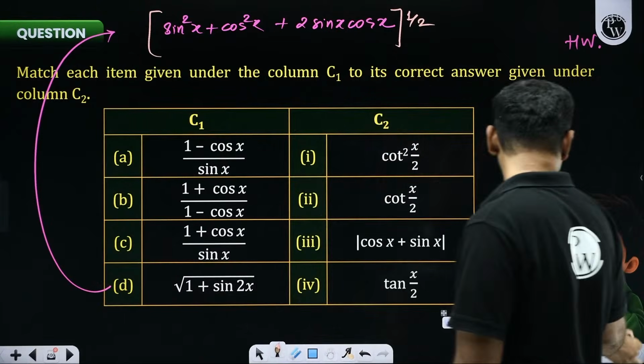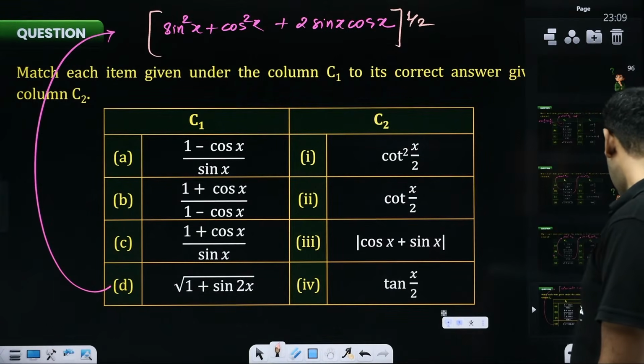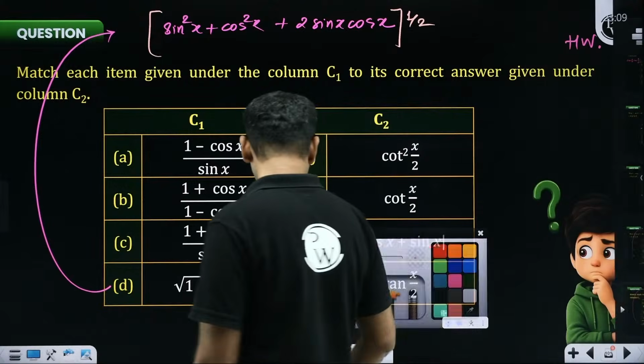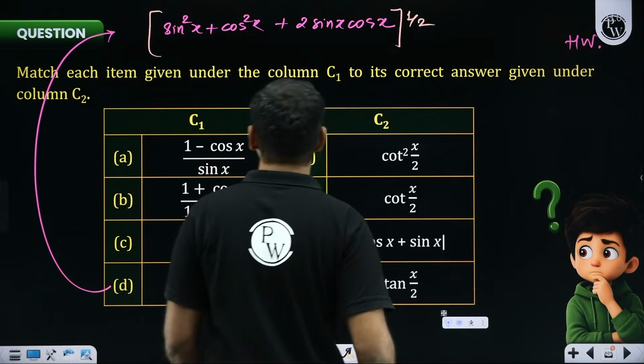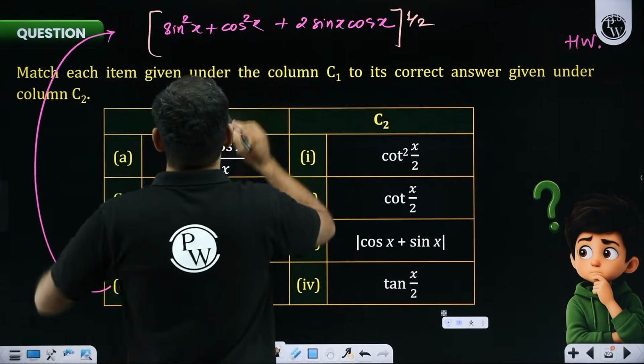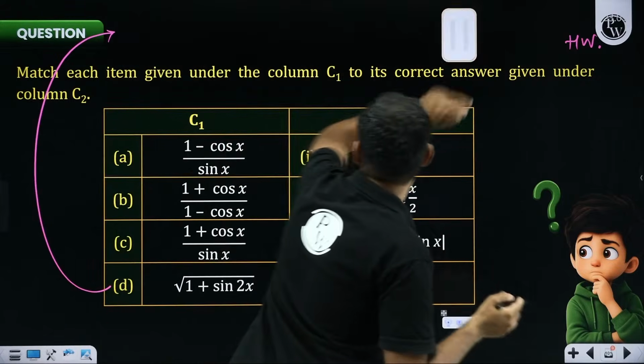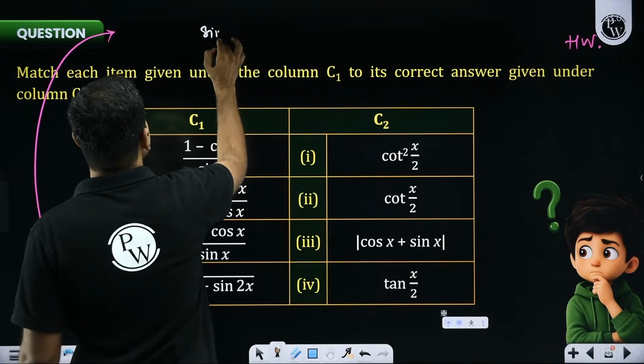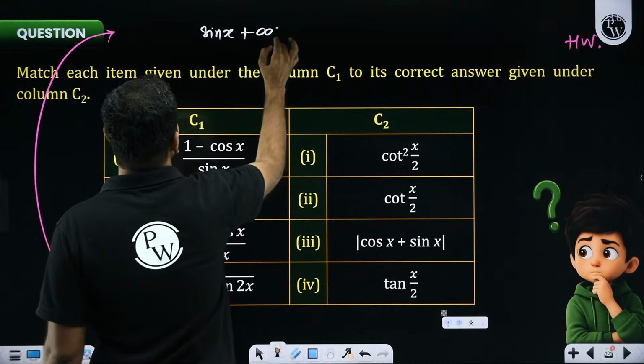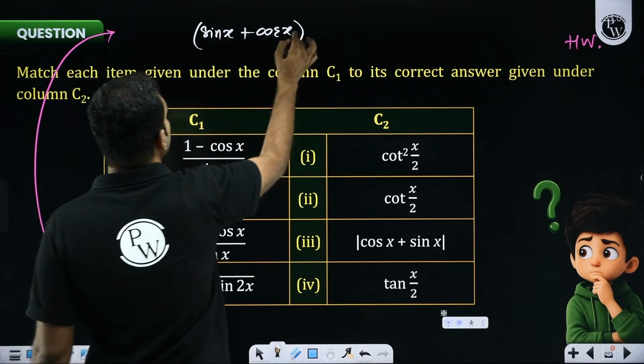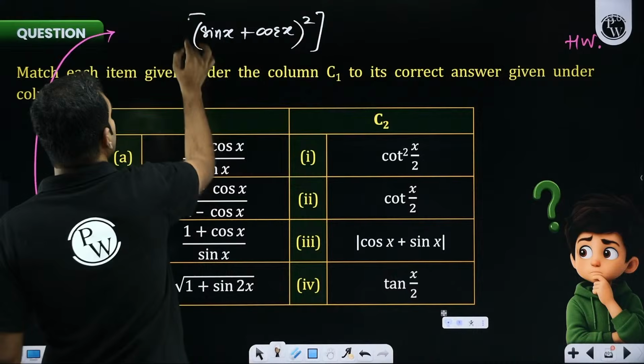Now look at the beautiful thing happening over here. I hope everybody must have realized by now that a square plus b square plus 2ab is a plus b whole square. What is a? A is sine x. What is b? Cos x. Whole raised to the power 2, raised to the power 1 by 2.